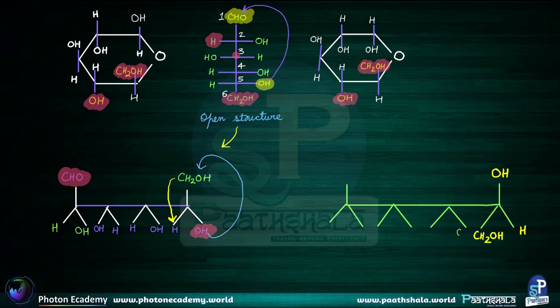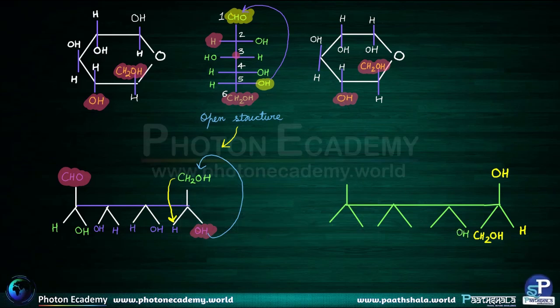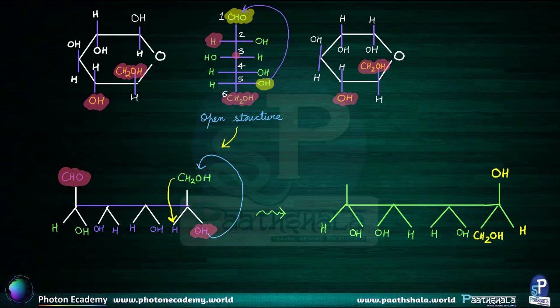I draw the OH here, the H here, the H here, the OH here, the H here, and the OH here. So I'm drawing exactly the same as this one, but I'm just rotating my OH and CH2OH, so that the bonding can occur between this CHO and this OH, because that is the cause of my cyclic structure.